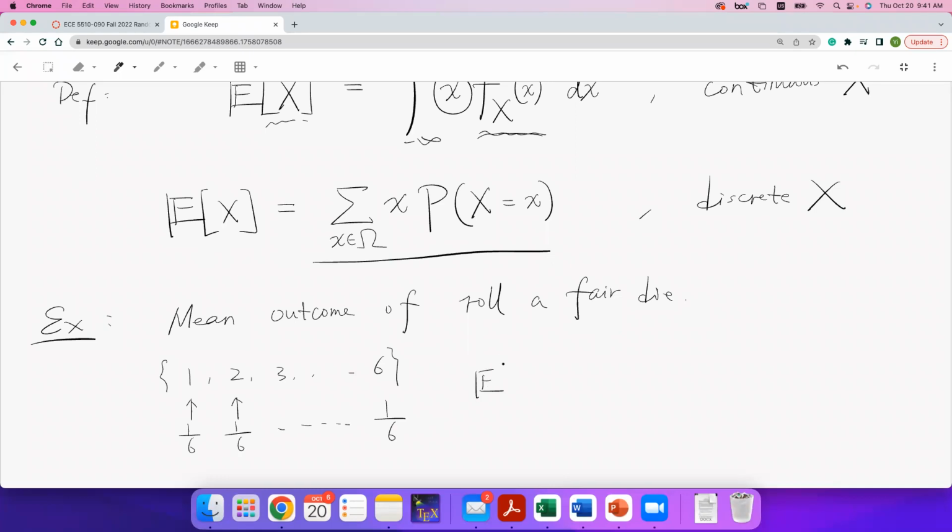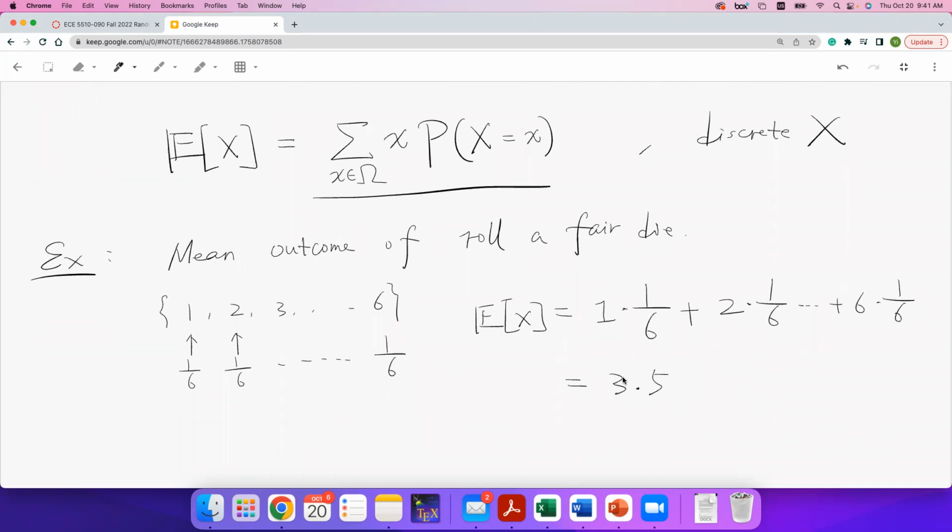So the expectation of X is the sum over each realization. The first realization is 1 multiplied by its probability mass. And we go to the second realization multiplied by its probability mass, up to the 6. You can get the number 3.5. Okay. You get 3.5. That's the expected value.